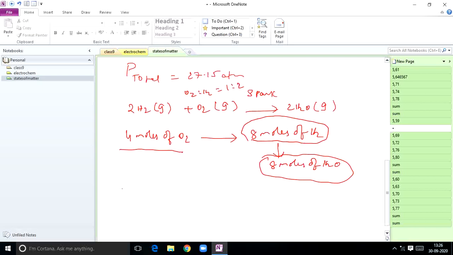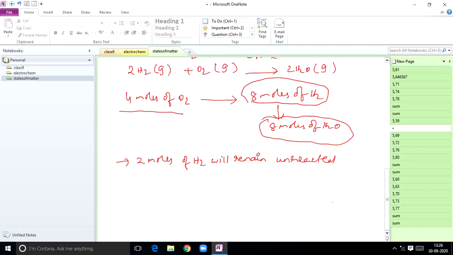2 moles of hydrogen will remain unreacted. So from this, you have to think 2 moles of hydrogen will remain unreacted. This is a very important point. The actual number of moles of hydrogen, how much, student? Actually 10 moles, but here we got 8 moles only. But 2 moles of hydrogen remain unreacted.